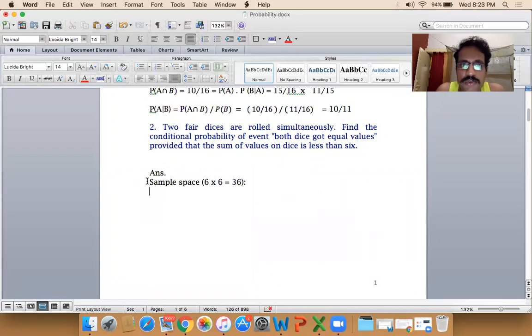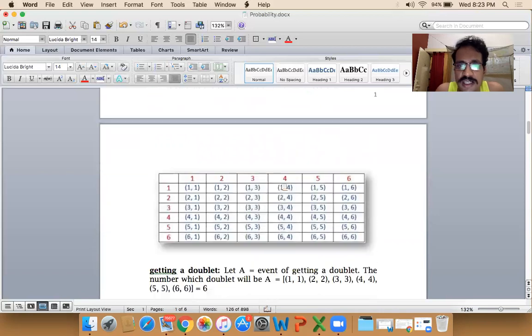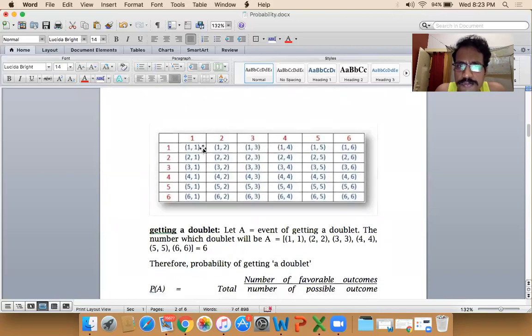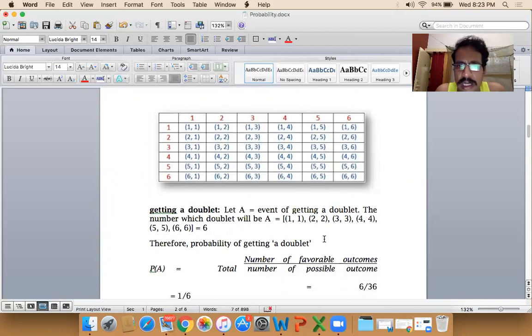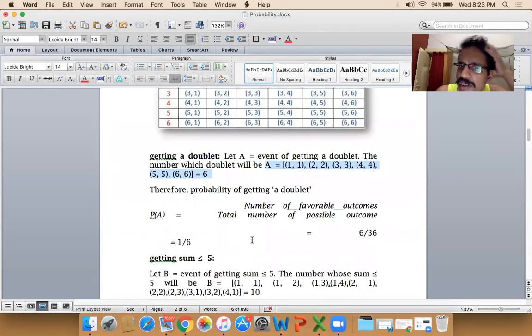So the sample space of rolling 2 fair dice is always 36, as depicted here, right? 1 1, 1 2, 1 3 up to 6 6. So there are 36 possible outcomes when we are rolling 2 dice. Now getting a doublet, the probability of A will be 6 such outcomes, 1 1, 2 2, 3 3, 4 4, 5 5, 6 6, and the probability of getting a doublet is total number of favorable outcomes divided by possible outcomes, which becomes 1 by 6.